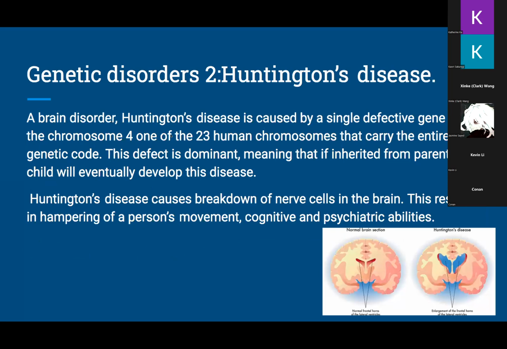Genetic disorder 2, Huntington's disease. A brain disorder, Huntington's disease is caused by a single defective gene on chromosome 4, one of the 23 human chromosomes that carry the entire genetic code. This defect is dominant, meaning that if inherited from parents, the child will eventually develop this disease. Huntington's disease causes breakdown of nerve cells in the brain. This results in hampering of a person's movement, cognitive, and psychiatric abilities.